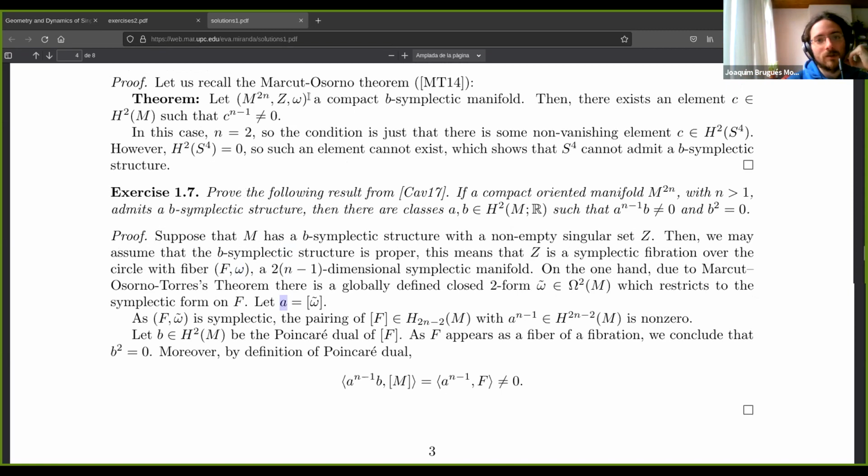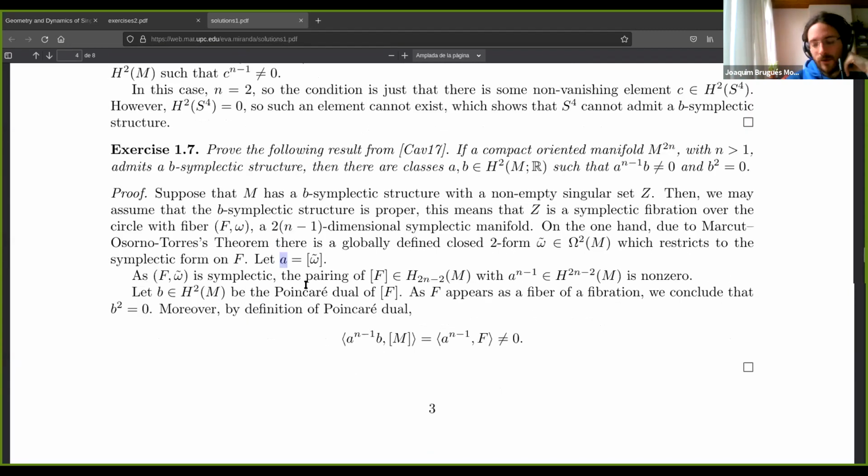The Marcut-Osorno theorem only gives us the power up to n-1. So in particular, to the power of n, this could vanish. It's possible that it will vanish. If we think back of the expression that we had before, in local coordinates, these are the x's and the y's. Before I had an equation with z and t and all the x's and the y's, this A has the x's and the y's.